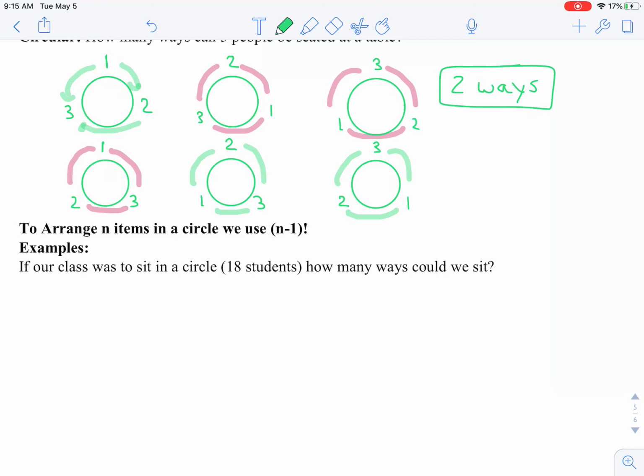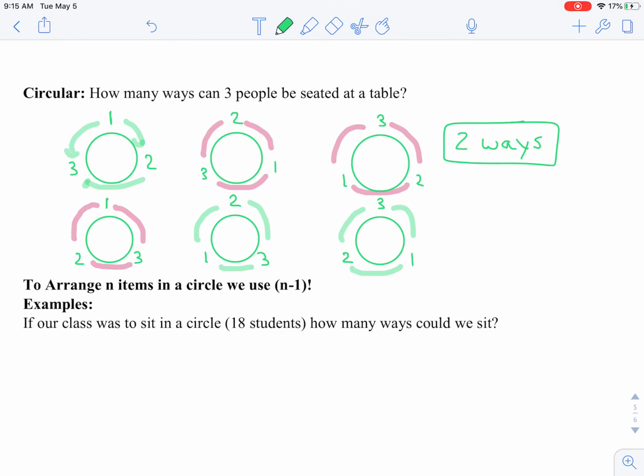Okay, so anytime you run into a circular permutation to arrange n items in a circle, we can use n minus 1 factorial. So in this case, it would have been 3 minus 1 factorial, which is 2 factorial. 2 times 1 is 2.